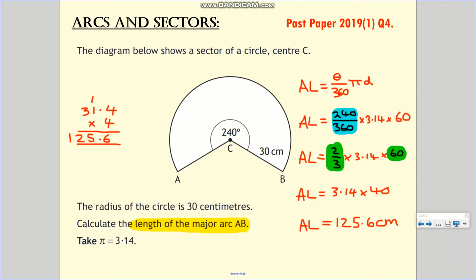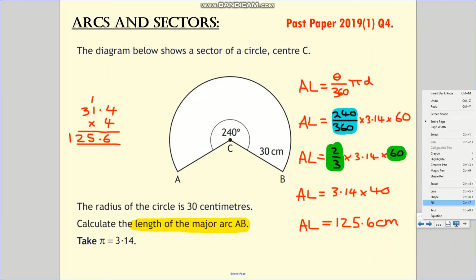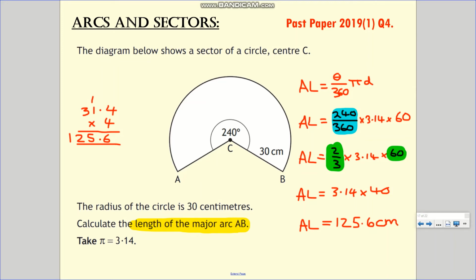Okay, so that is one half of the non-calculator questions that you could be asked to do as part of the arcs and sectors topic. The other is if you were asked to find a sector area. Just to remind you before you go into a few questions that the sector area formula is very, very similar to the arc length formula. The sector area formula, SA for sector area, is equal to angle over 360, just like before. But instead of multiplying by pi d, we're multiplying by the circle area formula, which is pi r squared. That is your only difference.